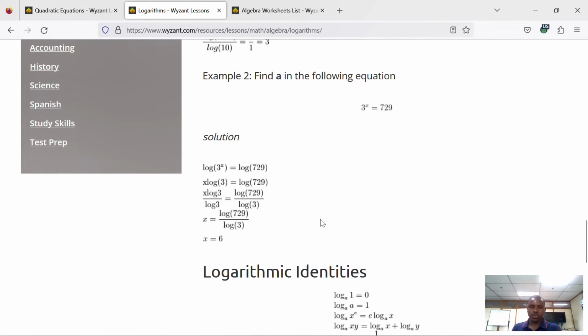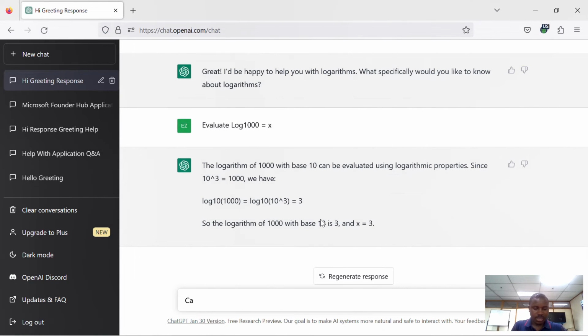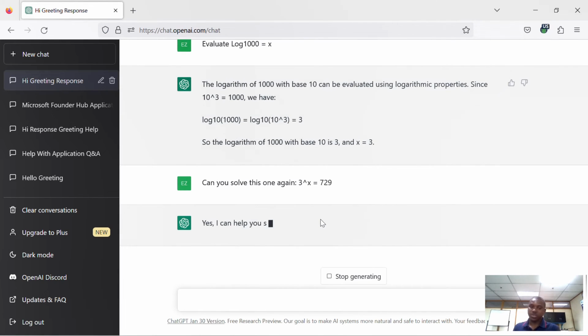This one is now an exponential. We want it to solve using logs. So I'm just going to give it the question. Can you solve this one again? Let me just say, not log, but it's 3 to the power x is equal to 729. 729, yes. So let's see what you are going to get.